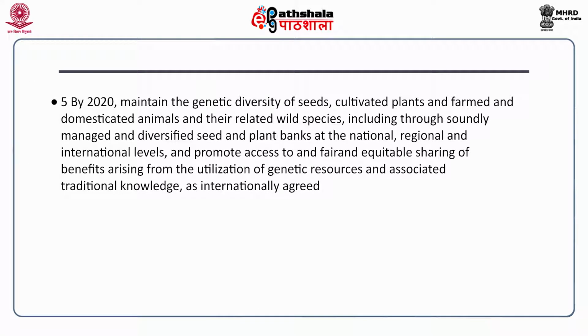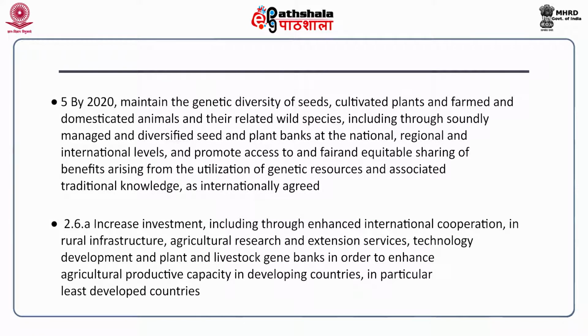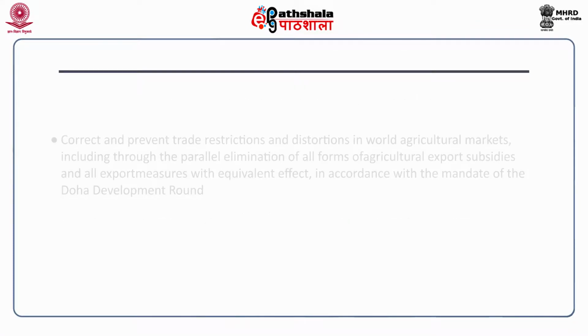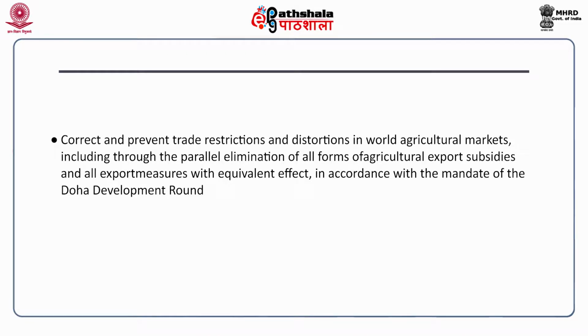Another sub-part of this goal is to maintain and protect the genetic diversity of seeds, cultivated farms and plants and also domesticated animals. Also, we want to retain some related wild species through a diversified seed management and plant bank system. Another target is to increase investment, particularly in the agricultural and rural technology sector. It's also important to correct and prevent the trade restrictions and distortions in the world agriculture markets so that the underdeveloped do not suffer.